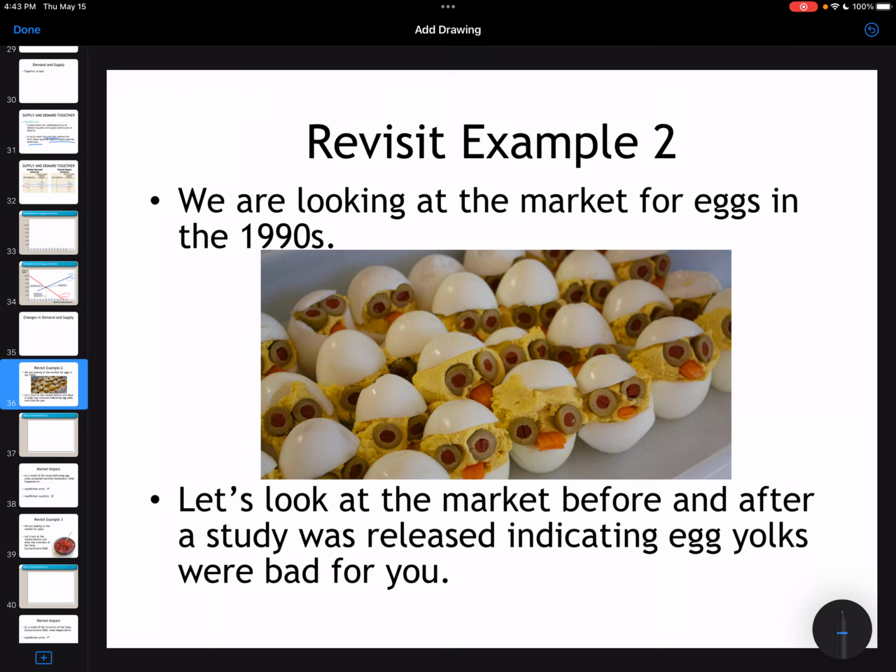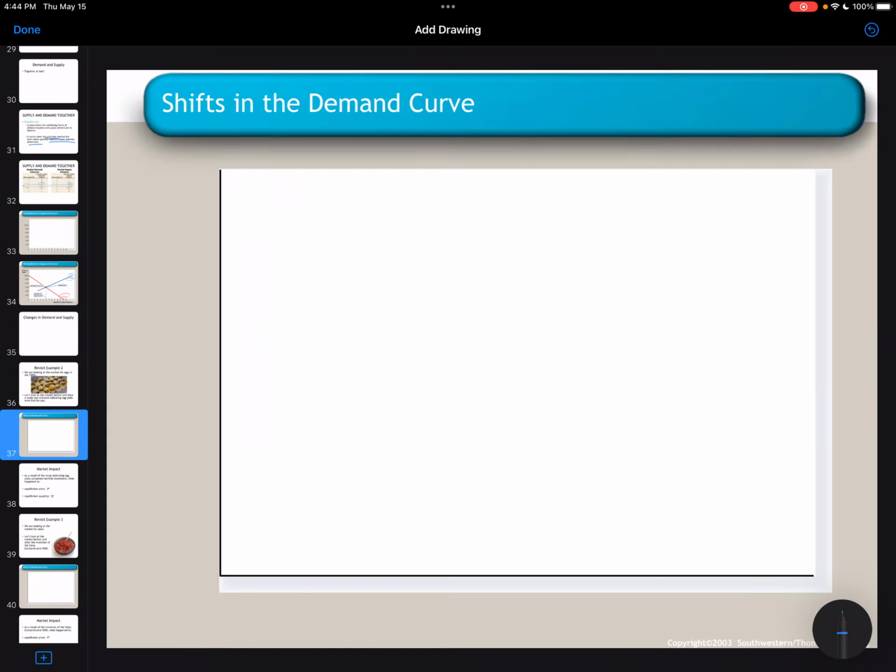So we know in the 1990s, this first study came out, said that eggs had high cholesterol, and if you ate eggs, you were going to keel over and die early of a heart attack, right? So, of course, everyone freaked out because everyone's so reasonable. Everyone freaked out, and we know from doing this example before, this is a decrease in demand. So let's walk through this, okay?